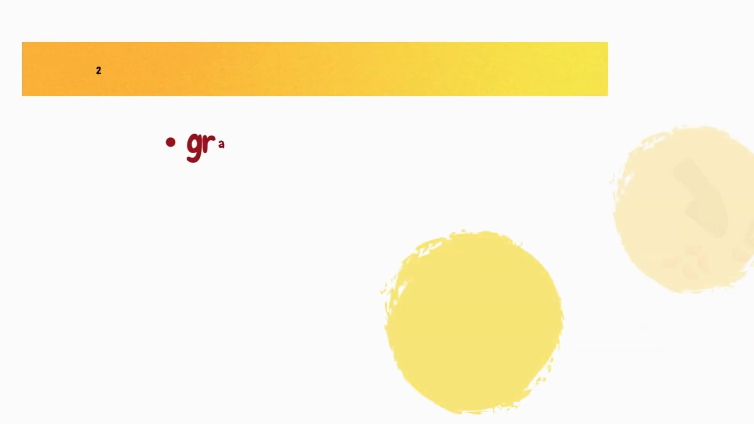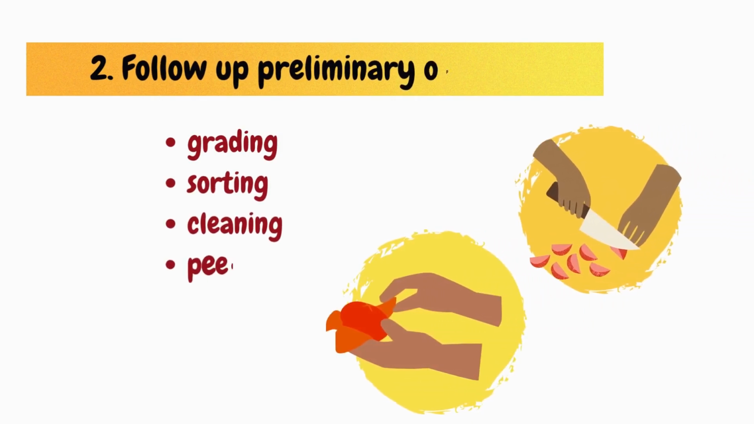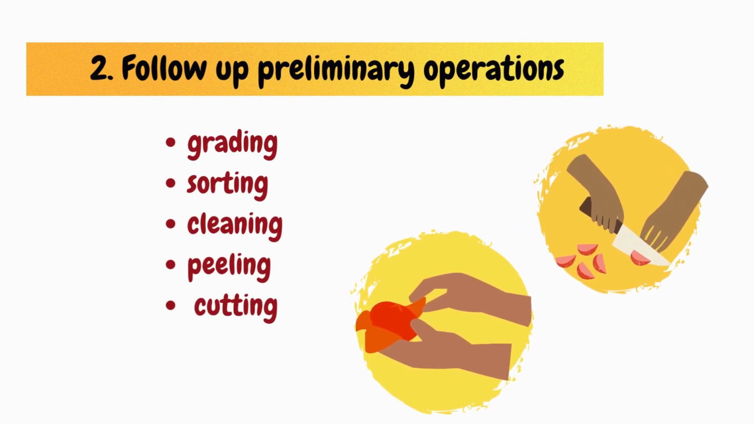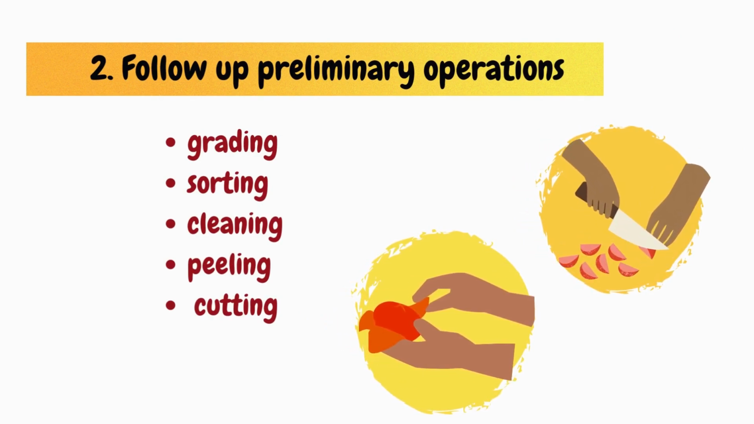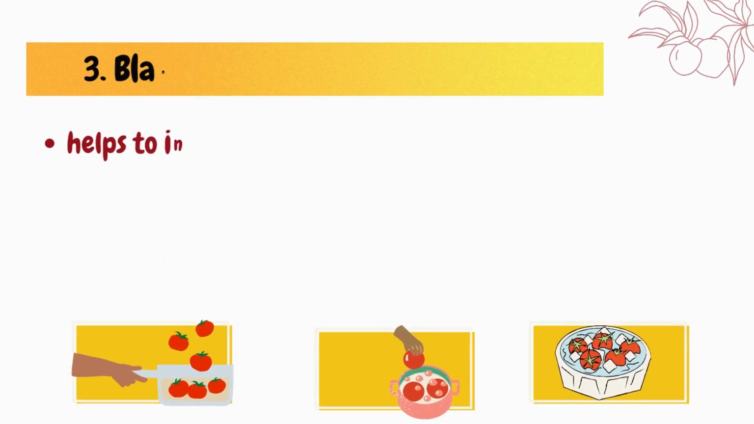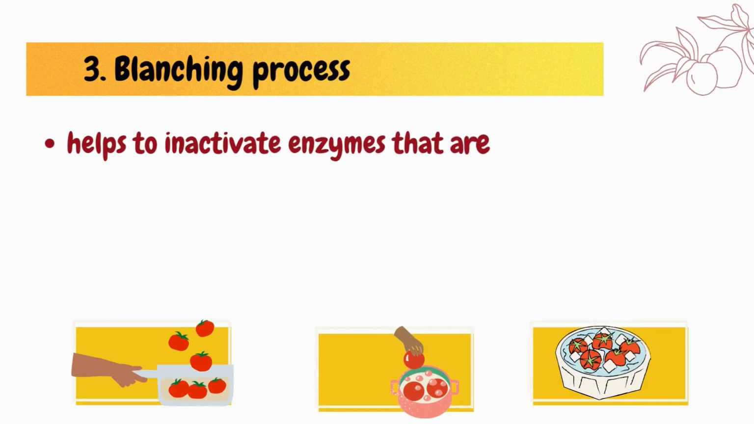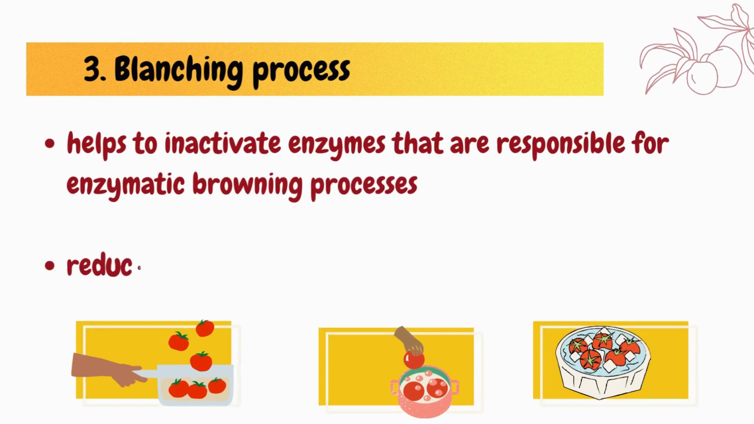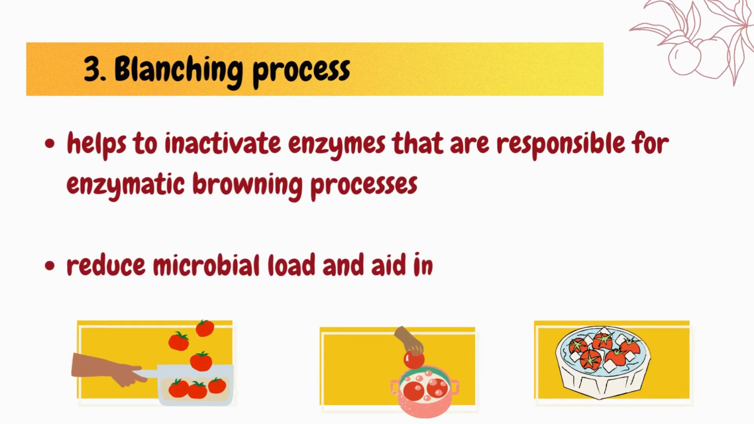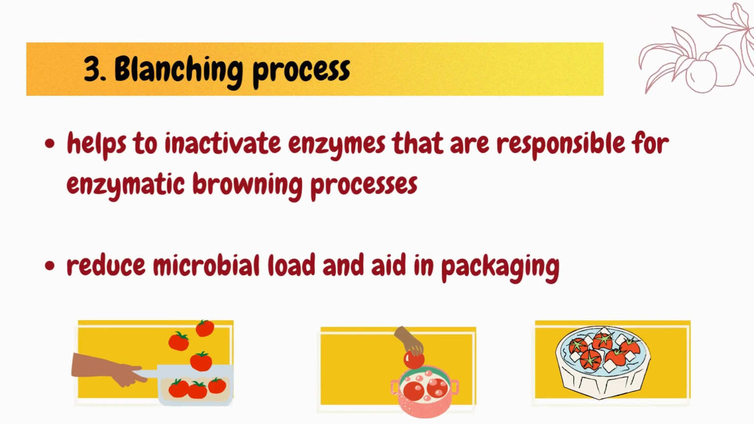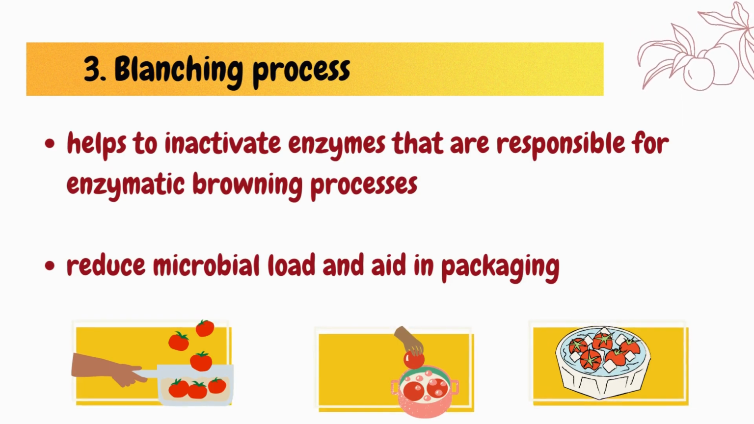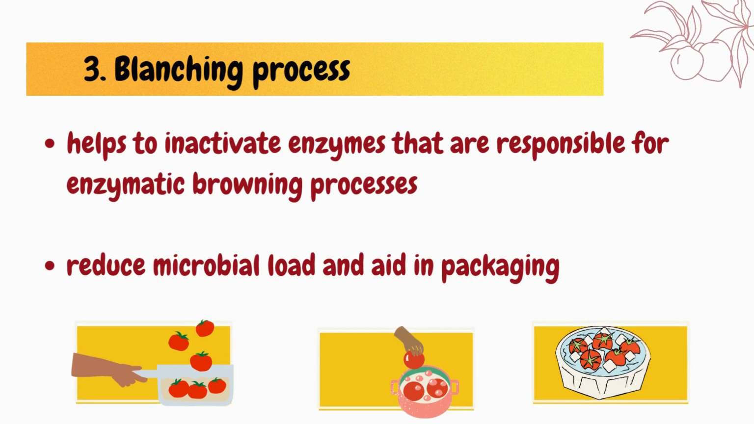Once we receive the materials into our processing area, we should follow preliminary operations like grading, sorting, cleaning, peeling, and cutting based on the nature of the material we are going to preserve. As a next step, you can go through a blanching process, depending on the material. It is a mild heat treatment where we're heating our food to a predetermined temperature. This process helps to inactivate enzymes that are responsible for enzymatic browning processes. It also helps to reduce microbial load and aid in packaging.